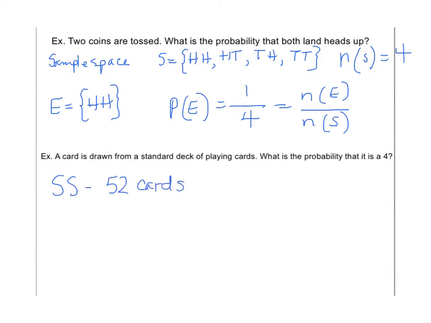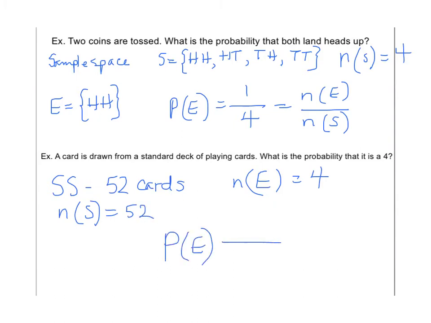Okay, 52 cards. And then what is the probability that it is a 4? So there are 4 4s because there are 4 suits in a deck. So the number of the event is 4. The number of the sample space is 52. So the probability that I would draw a 4 is going to be 4 out of 52, which reduces to 1 out of 13. And so that's the probability.